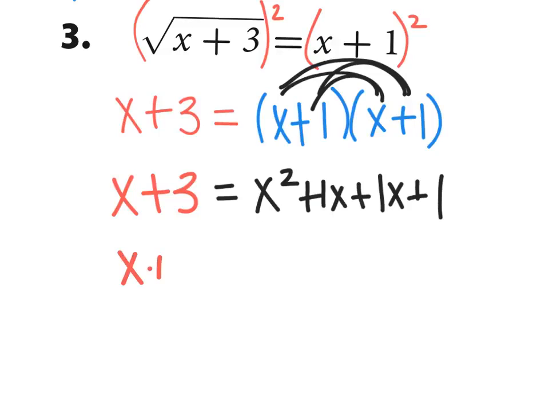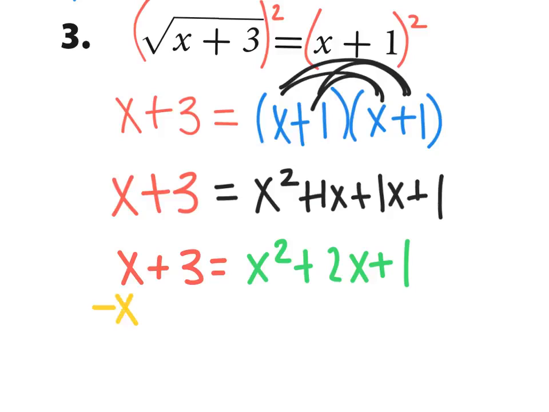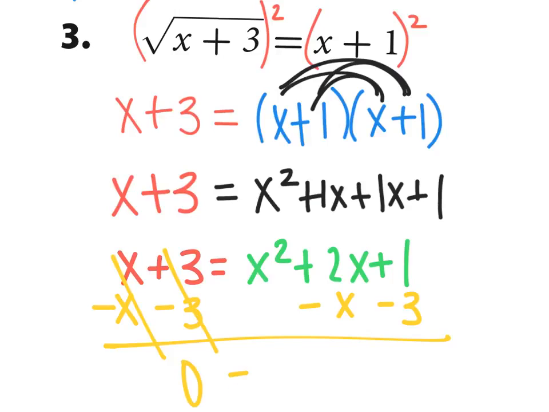So I get x plus 3 equals x squared plus 2x plus 1. And next step, what do? Okay, I need to subtract the x and the plus 3 from both sides because I need to get these to equal 0. We said that a second ago. Quadratics always need to equal 0. If they don't, we can't actually do anything with them. So I get 0 on the left side equals x squared plus x.